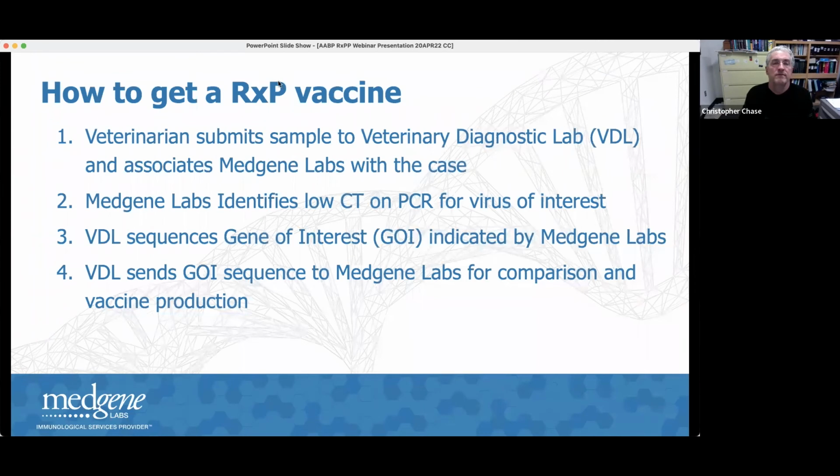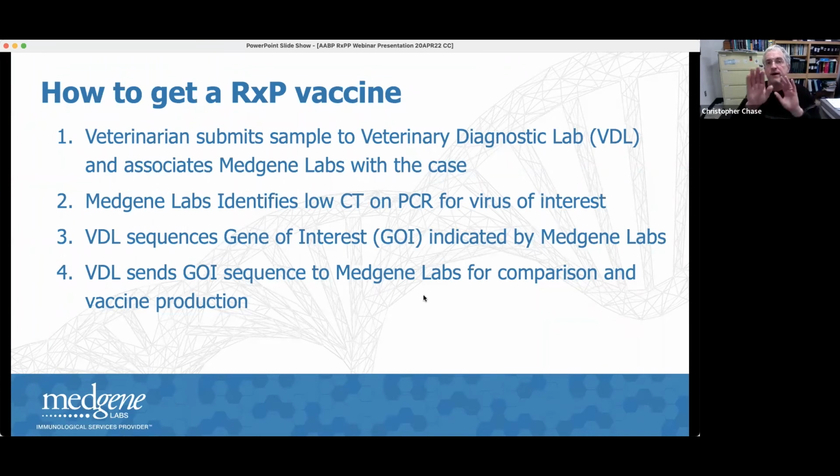All right, so this is down to the last slide. How do you get a prescription vaccine? The veterinarian submits the sample to the veterinary diagnostic lab, and in this case the lab associates with MedGene with the case, and then MedGene identifies the genes that they're after by PCR for their virus of interest. Then they sequence that gene of interest, and the diagnostic lab sends that to MedGene for comparison, and then for vaccine production.